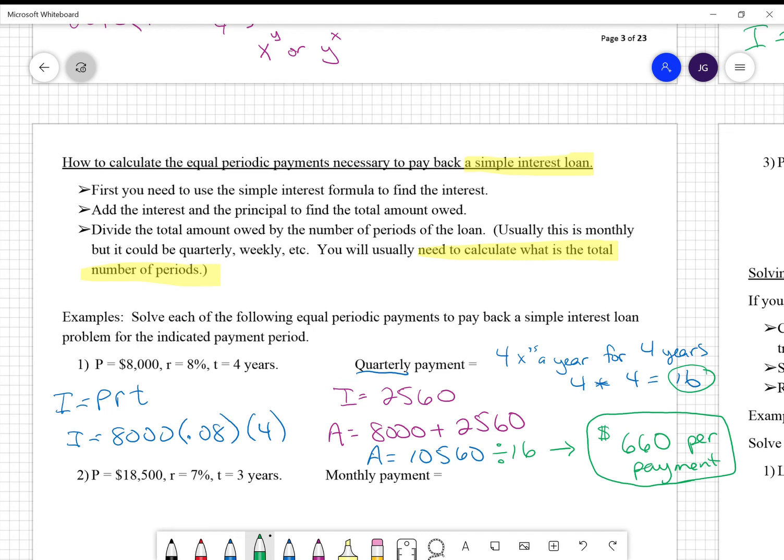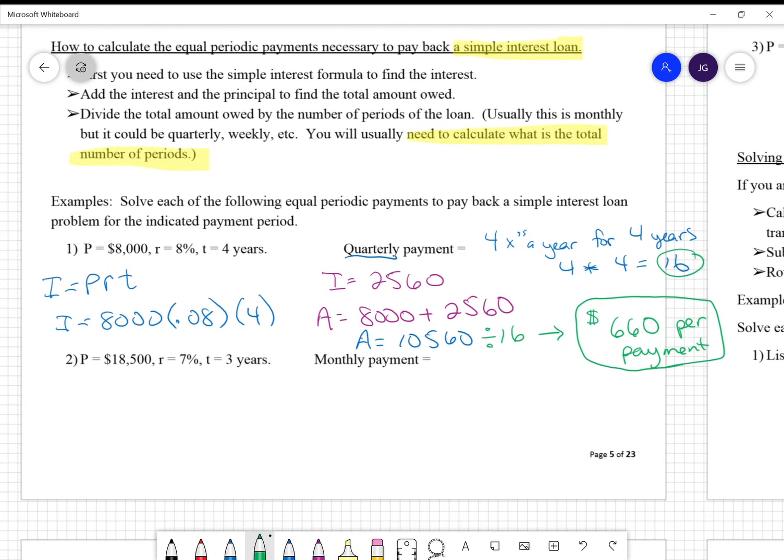Okay, next example. My principal is $18,500. My rate is 7%. Time is 3 years. Monthly payment. Okay, monthly payment. 12 times a year for 3 years. So that's going to be 36 payments. So I'm going to divide by 36 once I get my total amount.